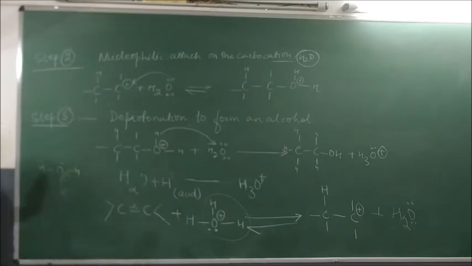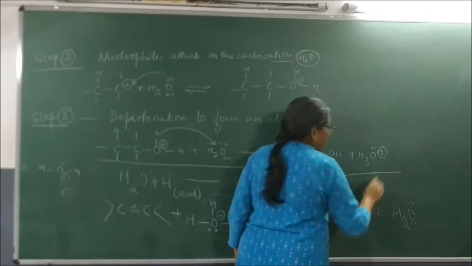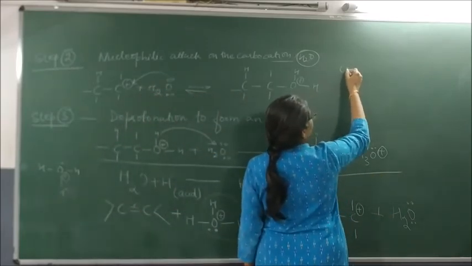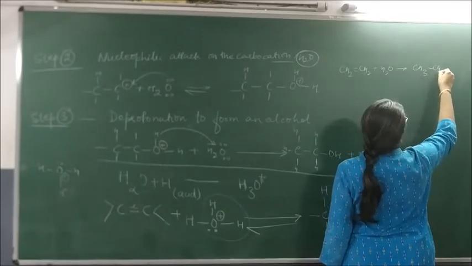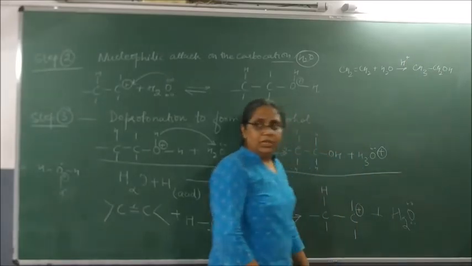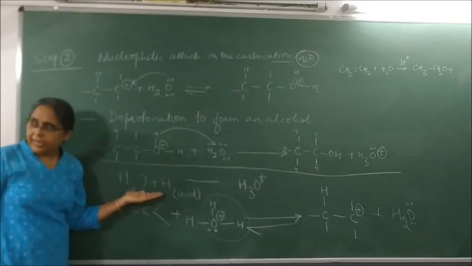Till you get the hold of it, there is no point in going ahead. I am again telling you, what is my first step? This is my first step. In general, what was my reaction? If I take CH2 double bond CH2, CH3, CH2, OH, this reaction is done in the presence of what? H plus. So the first thing is generation of an electrophile.